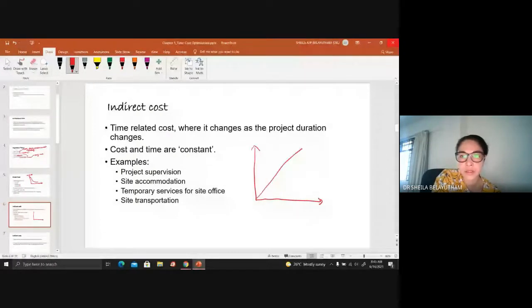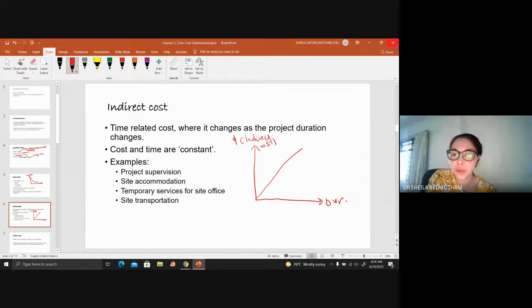Okay, so as such, you have your indirect costs and your duration. The longer your project, the higher your indirect cost would be. Why? Because of the salary for the engineers, the salary for the site clerk, the salary for the site supervisor, as well as the rental of the cabin and utility bills, which are more or less constant every month.